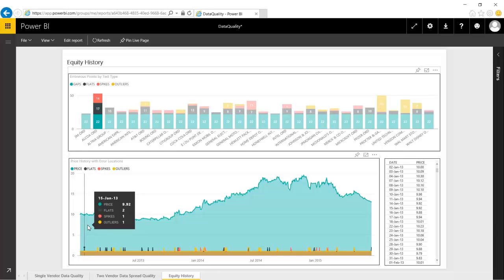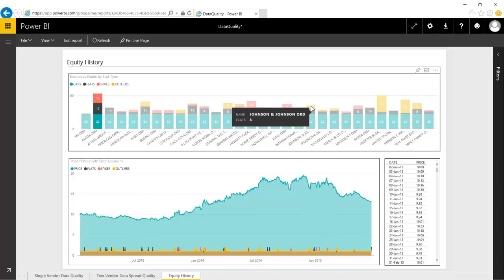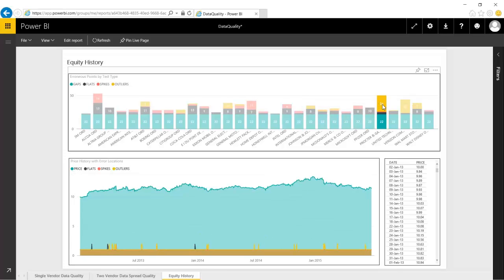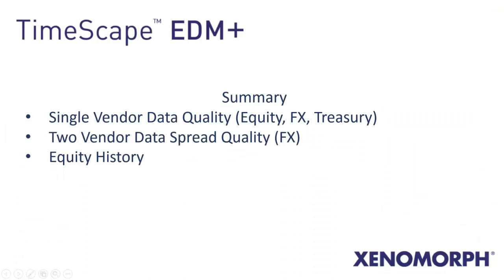If we look at the first flat spot, we can see that's 9.92 on the 15th of January 2013, and if we look over to the right, we can see that on the 15th of Jan 2013 there is in fact a flat spot. If we look at Procter & Gamble, as we saw in the earlier example, this does not have many spikes, but it has a few flats and more outliers. So it's a different kind of movement for the outliers case than the day-on-day change case.